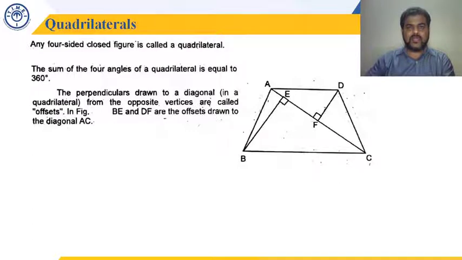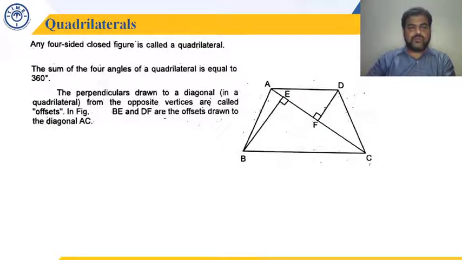And when do you get the diagonals? When you join the opposite vertices through a line segment. So a quadrilateral will have two diagonals. Let us say we have drawn one diagonal, which is AC, and you see two more lines, BE and DF. BE is perpendicular to AC and DF is perpendicular to AC again.